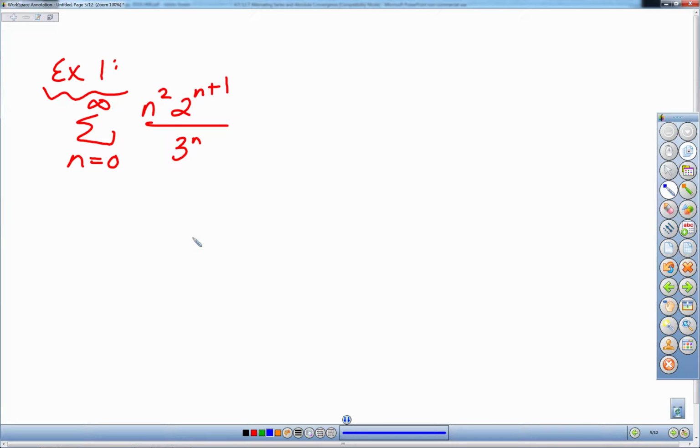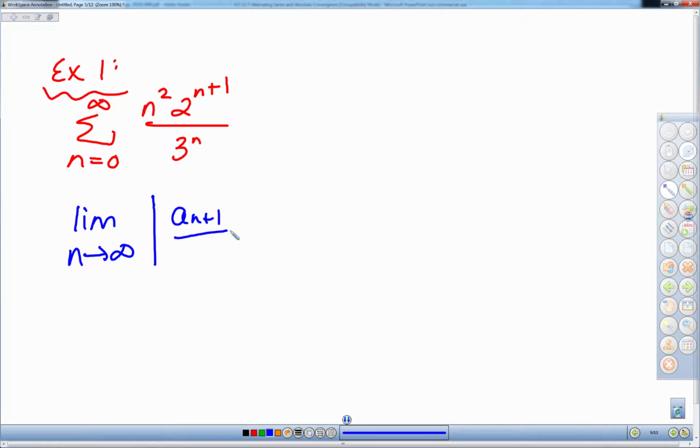Okay, so what we want to do is determine the behavior of the limit as n approaches infinity of a sub n plus 1 over a sub n, and we want to compare that to 1. If it's less than 1, absolutely convergent. Greater than 1, divergent. Equals 1, well, then we go back to the drawing board. So let's take a look at what the n plus first term is going to look like here. We're going to take the limit as n approaches infinity.